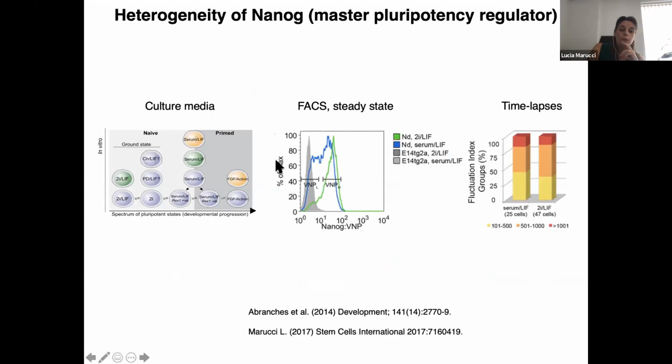And we wanted to recapitulate experimental data reported in the literature about the fact that, again, Nanog, this key regulator of pluripotency, is bistable in serum leaf, as you can see here, at steady state from flow cytometry data. In leaf, as supposed, the cells are more pluripotent, so we have more cells expressing Nanog high, but still there is a small proportion of cells with Nanog low. This was observed both at steady state and in time lapses where cells were fluctuating between the two states. And we wanted to understand from a mathematical point of view why this was happening.